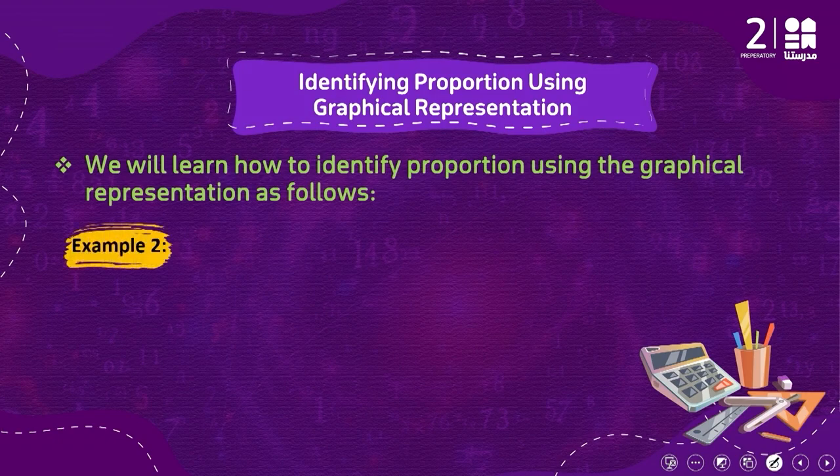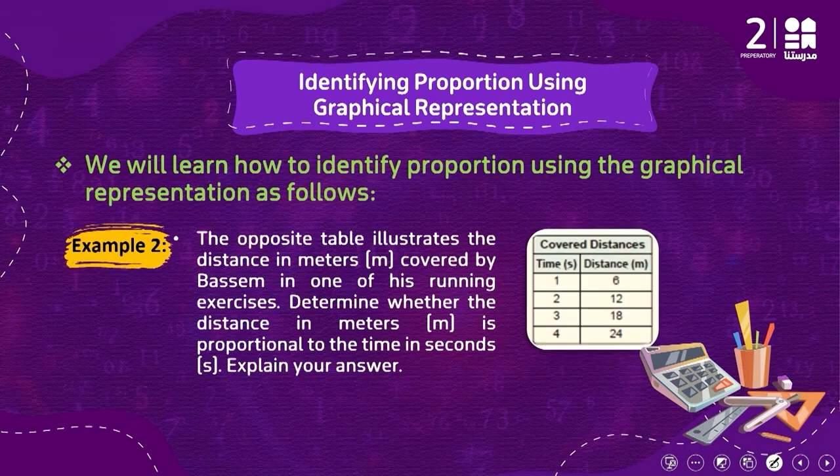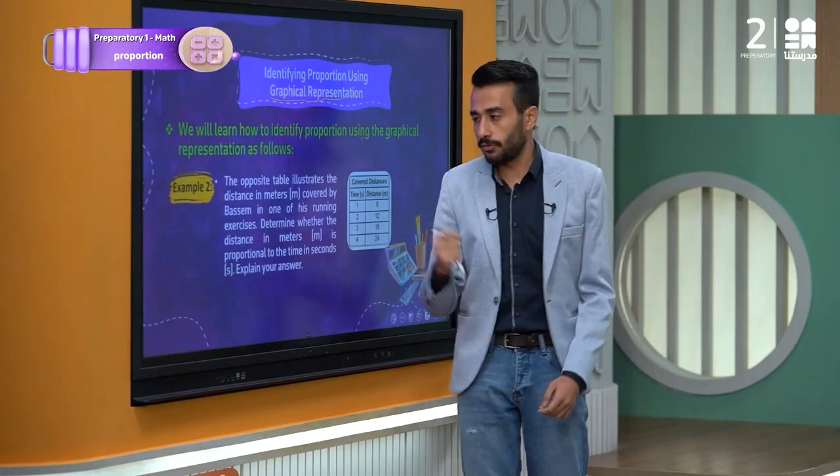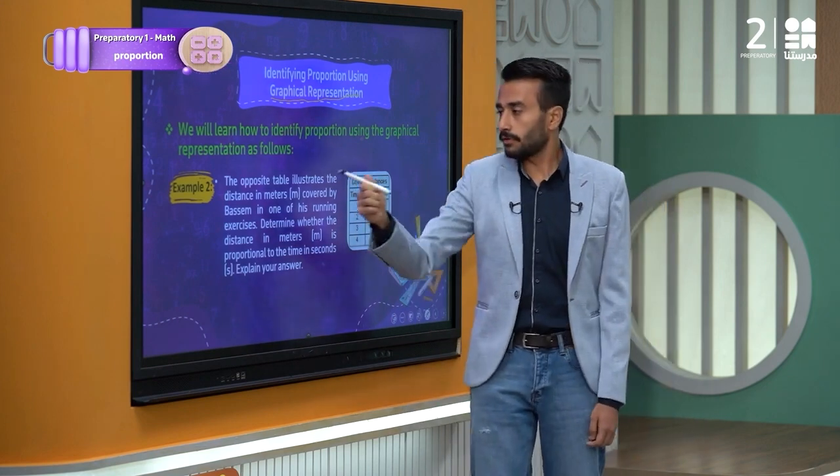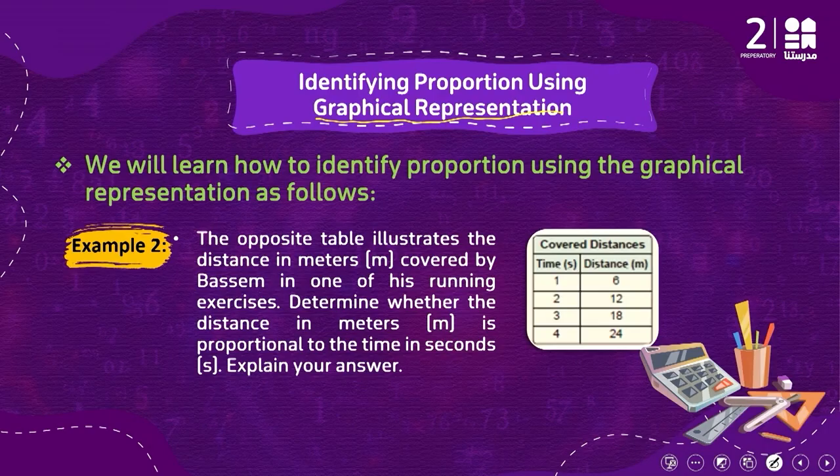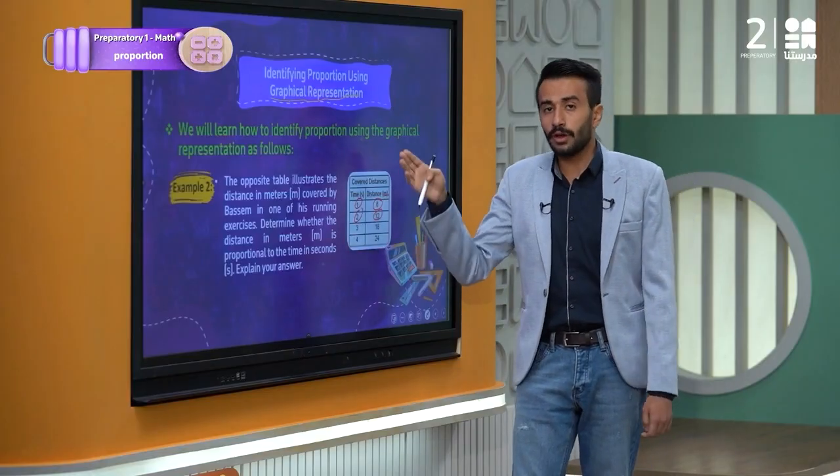Let's solve another example. But in this question, as we have a lot of values or amounts, we can't use the previous way. Now we will use the graphical representation. This is the new way for this question. Let's read the question. The opposite table illustrates the distance in meters covered by Basim in one of his running exercises. So to understand this table, he covers 6 meters in 1 second and 12 meters in 2 seconds and so on. So now we understand this table.